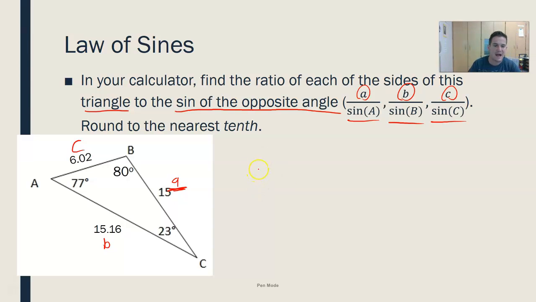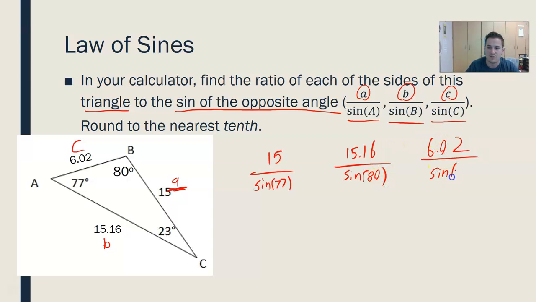So I'm going to write them out real quick. So 15 divided by the sine of 77 degrees. Let's see. B is 15.16 divided by the sine of 80 degrees. And then we have 6.02 divided by the sine of 23 degrees. So in your calculator, do each of those math problems. Do the sides divided by the sine of their opposite angles and see what you get. Round to the nearest tenth.